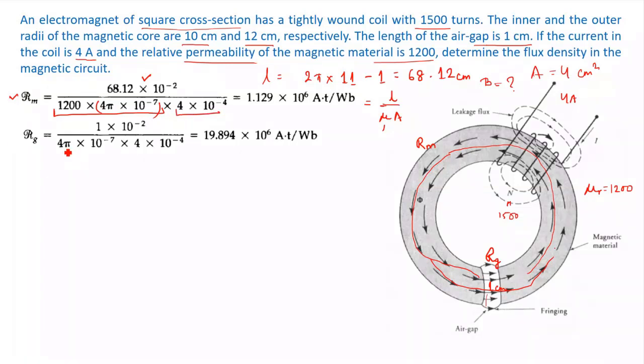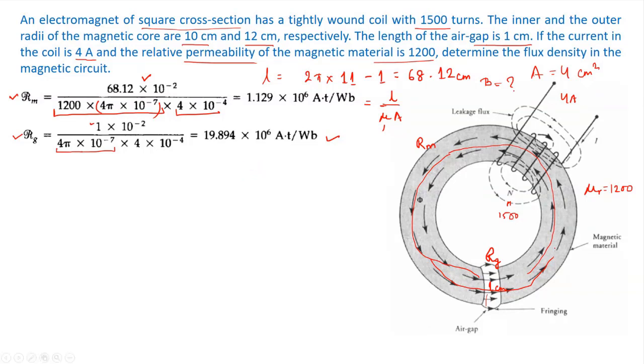Now in order to find the reluctance offered by the air gap, obviously I'll write the same formula. So L by mu naught A, where the length is 1 centimeter, and because for air the relative permeability is approximately 1, I can write the permeability of the air as 4 pi into 10 to the power minus 7. So that will give me the reluctance of 19.894 into 10 to the power 6.